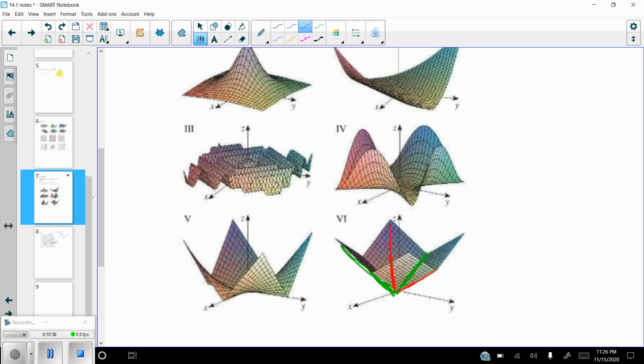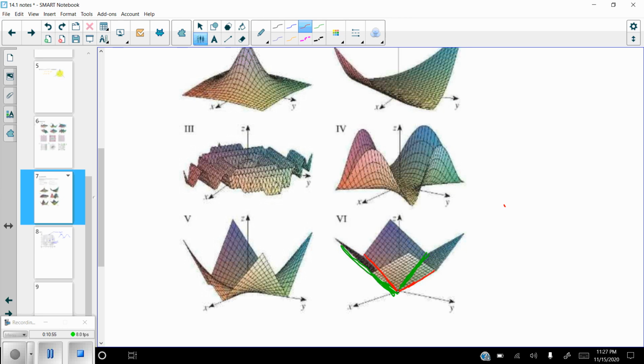Absolute value of y. Maybe I'm in the wrong spot there. No, I think that's the right spot. It's hard to tell. But hopefully you can see what I'm talking about. It definitely looks like it goes down. I think I did draw that in the wrong place. I think it comes up this direction on the other side there.